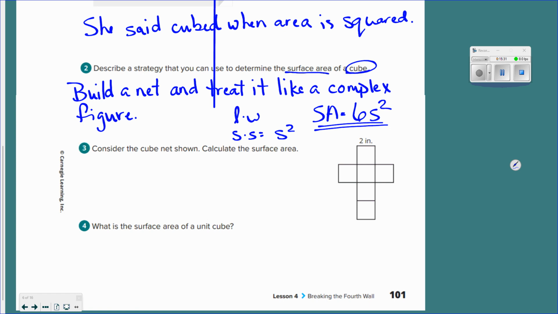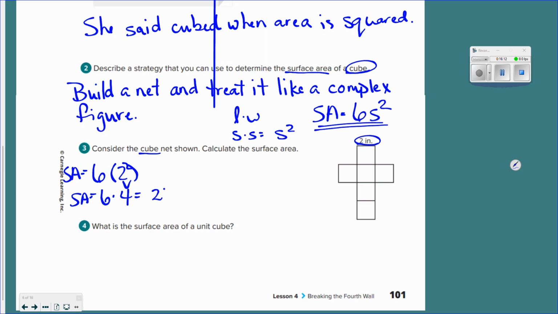So let's take a look at this. If I do a cube, if I have a side length of 2 on my cube, I can now say my surface area is 6 times 2 squared. 2 squared is what? 2 times 2 is 4. So it's 6 times 4, or 24 square inches.